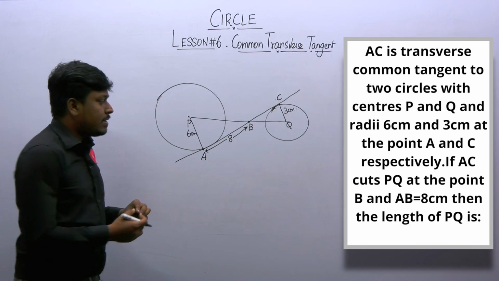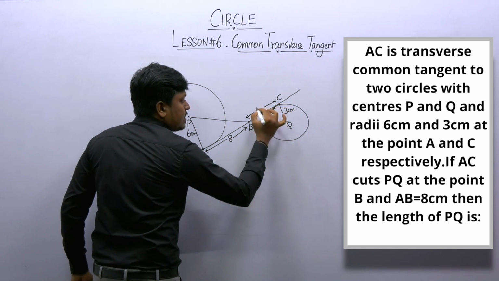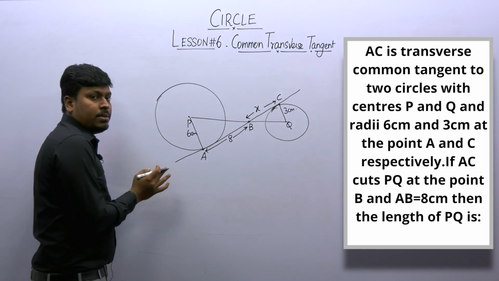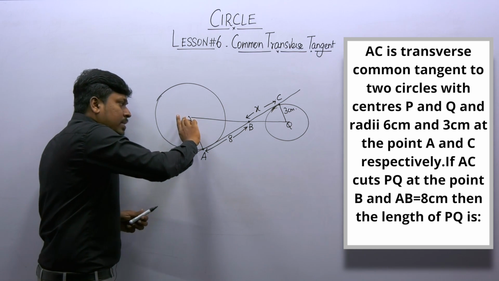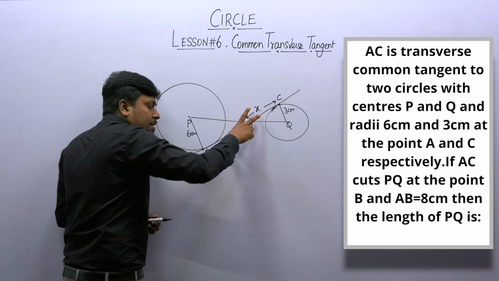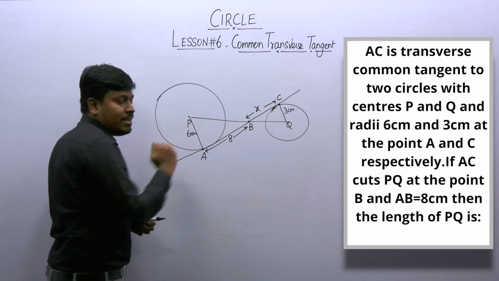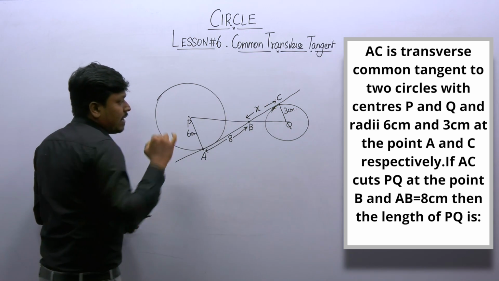The only target, initially, is to find the length of the common tangent. If you find the x value, then all the remaining values will be directly given in the question, because we know the radius of both the circles. If you know the length of the common tangent, then finding this line will be very, very easy. So first let me try to find this x value.